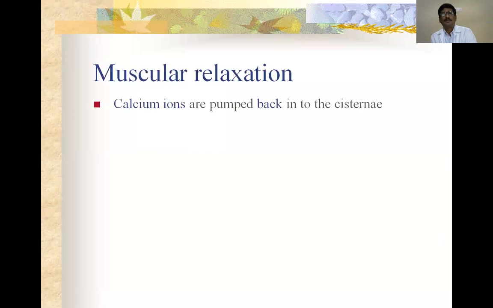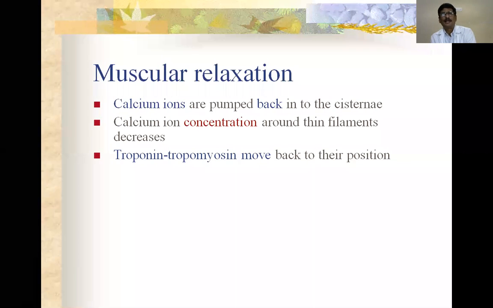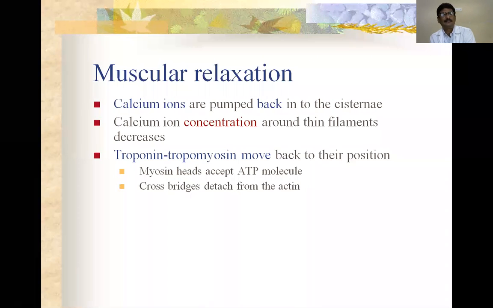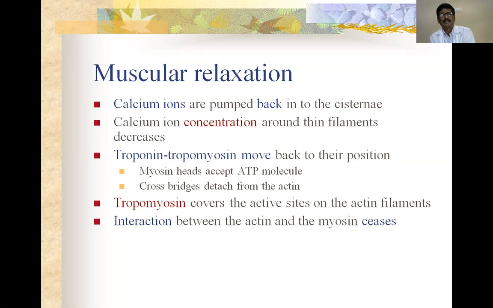So calcium ions are pumped back into the cisternae. Calcium ion concentration around the filaments will decrease. The tropomyosin moves back to its original position. Myosin accepts an ATP molecule. Once it accepts ATP, it detaches itself from the active sites on actin. The cross bridge detaches. Tropomyosin covers the active sites. Interaction between these two ceases. The muscle relaxes. These are the events which take place in muscle relaxation.